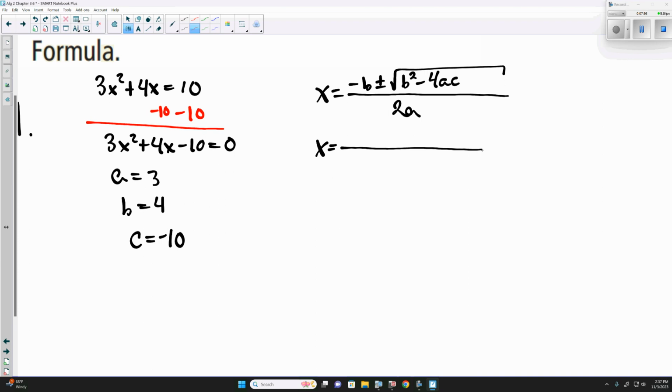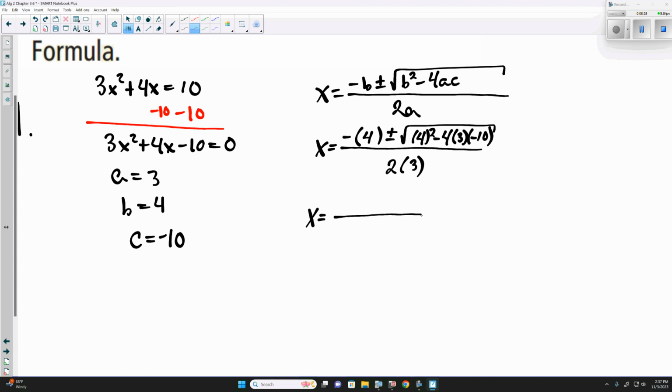Here we don't need it, because we needed it for completing the square, to make it a perfect square trinomial that we could then factor into a set of parentheses squared. Here, we're just plugging it in. So negative b, well, our b value is 4, plus or minus the square root of 4 squared minus 4 times 3 times negative 10, all over 2 times 3.